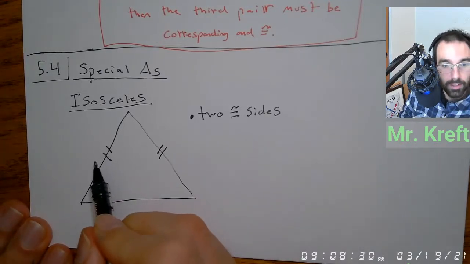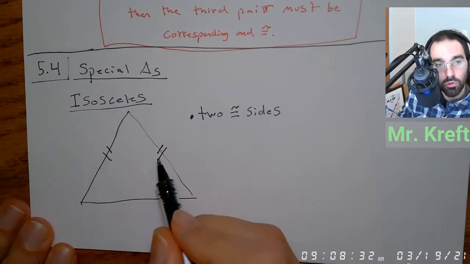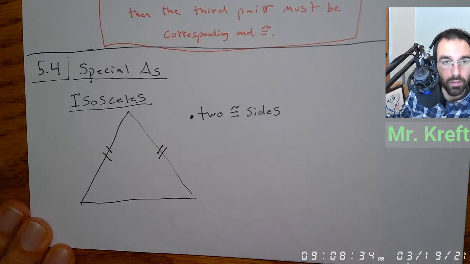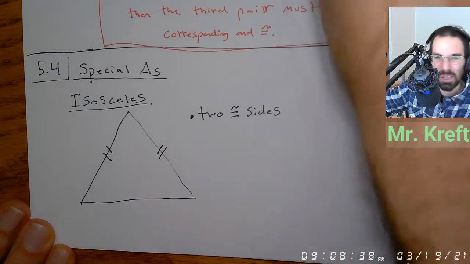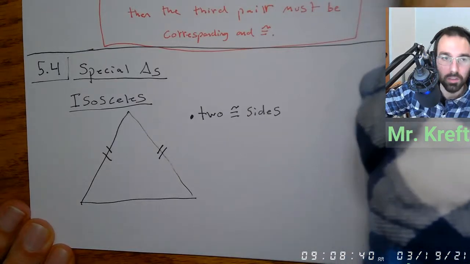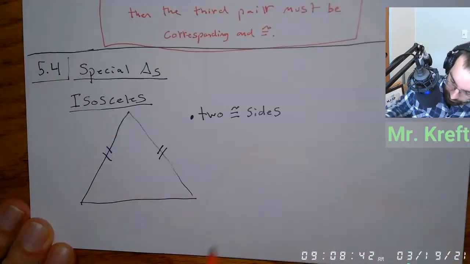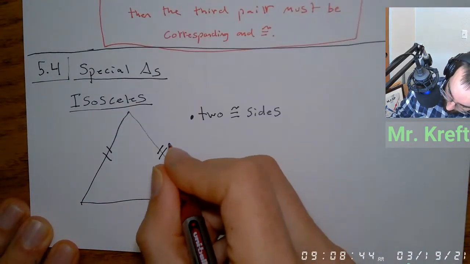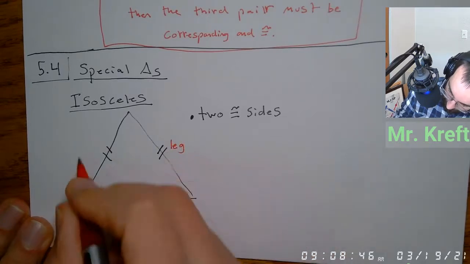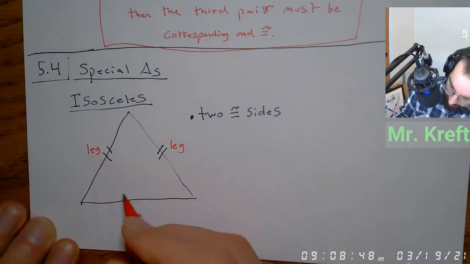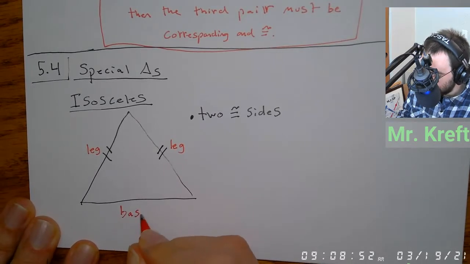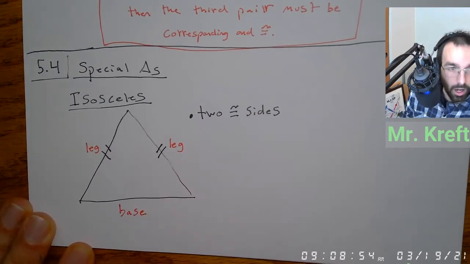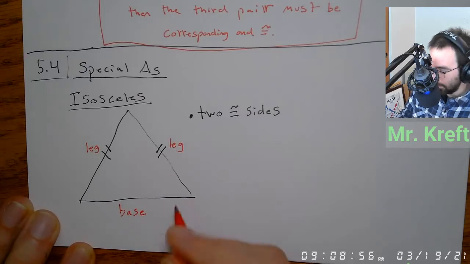Okay, now to mark the sides, we use tick marks, right? Now I use 2 tick marks. You can go ahead and use 1 or 2 or 3, just as long as they're the same. And really, it can be any symbol. It's just that we're going to use tick marks to do that. Okay. This is called our legs. And the one that's not congruent, that's called our base.